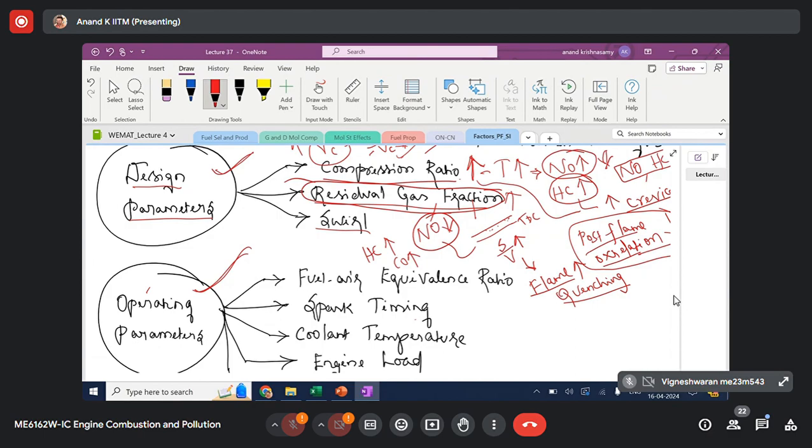So there is a trade-off. NO will come down with high residual gas, but SC and CO will increase. So you need to optimize compression ratio and valve timing in such a way that you have an optimal residual gas at the end of one cycle, so that there is some control over NO, but you are not increasing SC and CO. So there is a trade-off you need to optimize. That's why we need to optimize a lot of parameters when we design the engine, including this residual gas fraction.